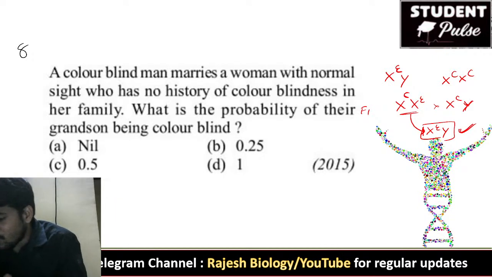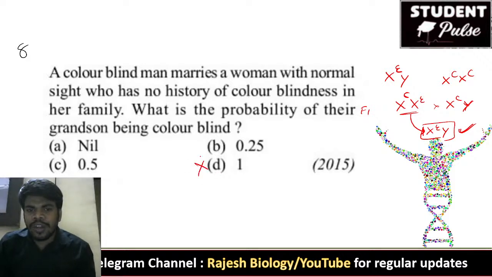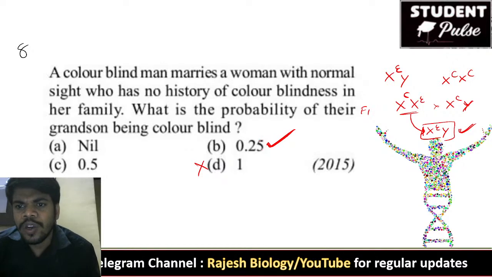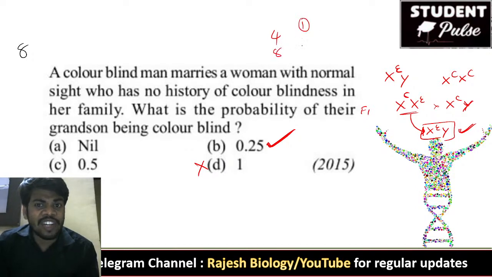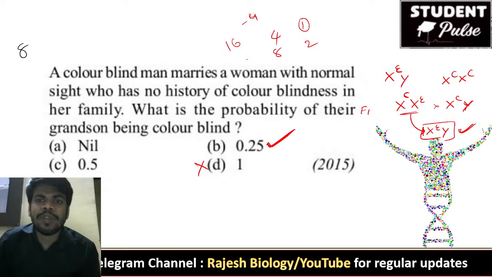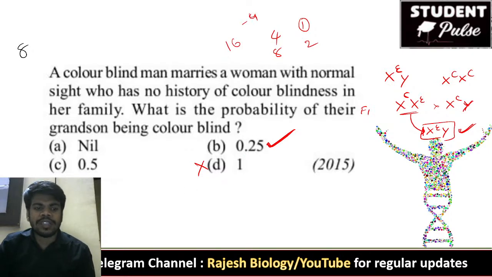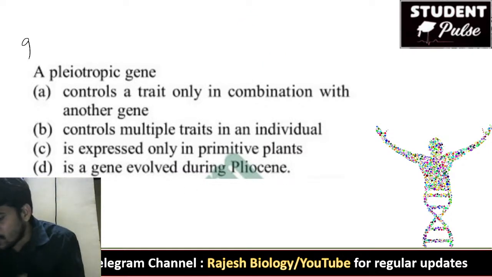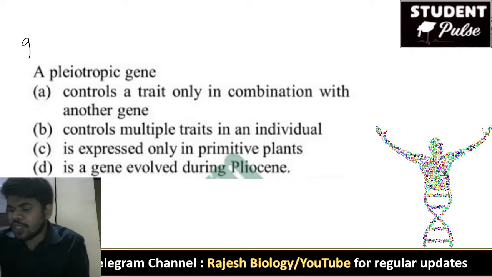Yes, perfect. One person gave the right answer among all of these. Sahina and Lokesh both gave the right answer. Very good. It is not 1, it is 0.25, 25%. Because if there are 4 children, 1 is affected. If there are 8 children, 2 are affected. If there are 16, 4 children are affected. That means 0.25 are affected. Very good, Sahina and Lokesh. Come to the ninth question. Solve this question.